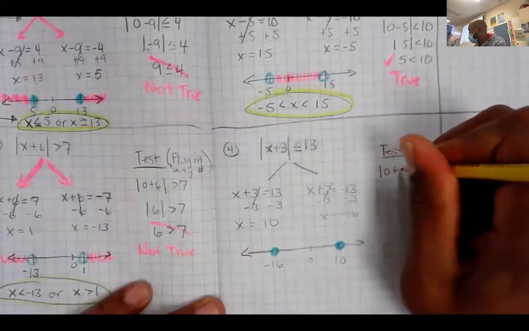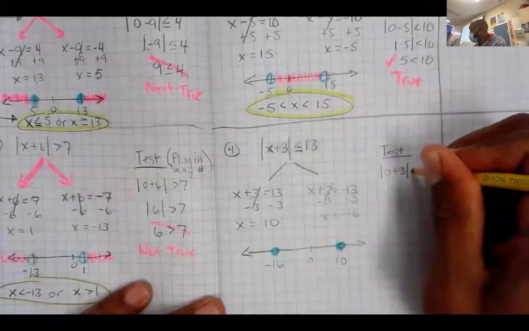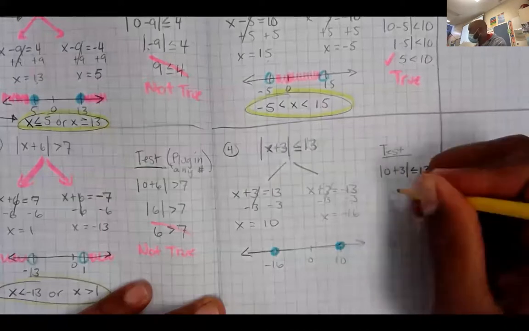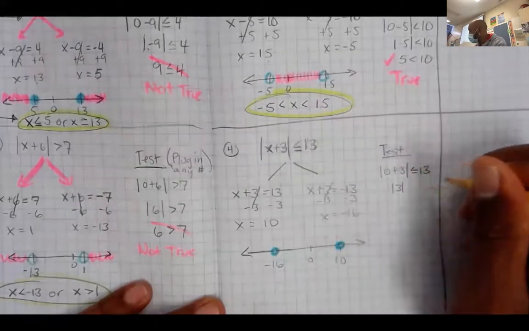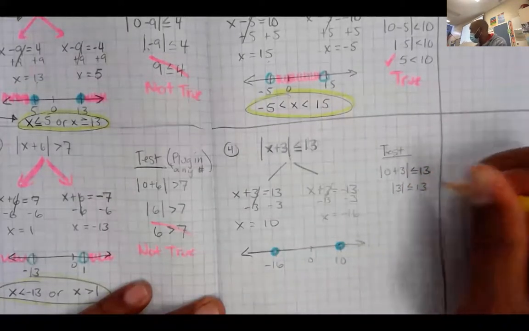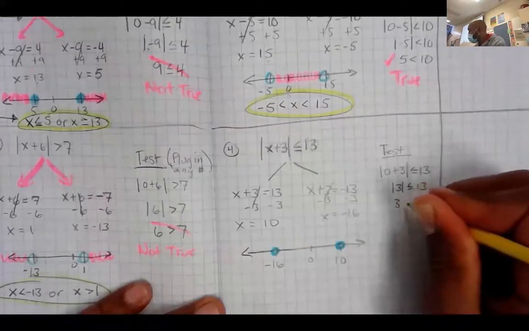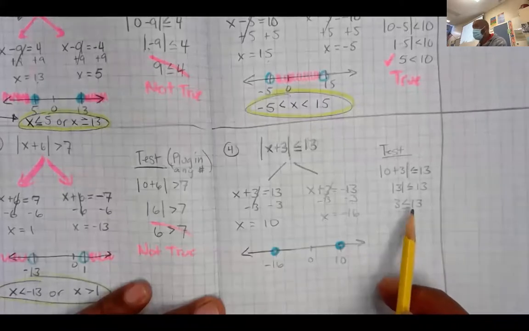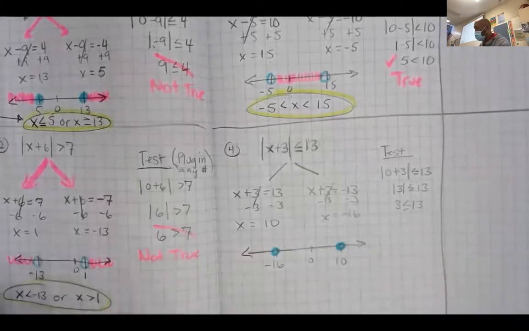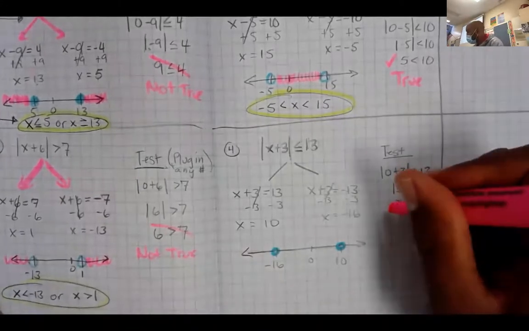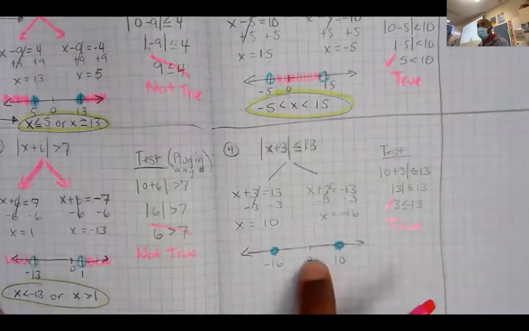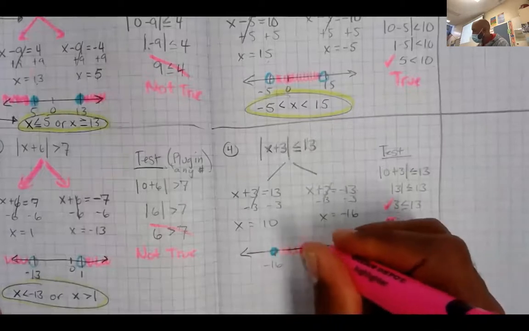So I'll do 0 plus 3 is less than or equal to 13. And then go ahead and simplify that. 0 plus 3 is 3. Absolute value of 3 is 3. And the question is, is 3 less than or equal to 13? It is. So again, another case where it's true. And because the number in between the two is true, I would shade in here.